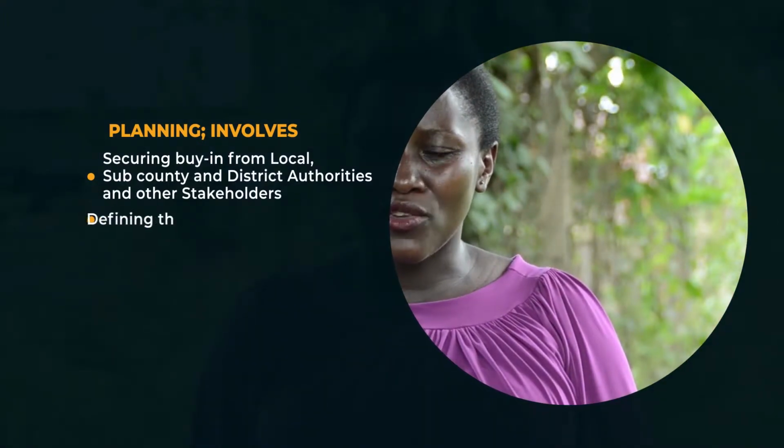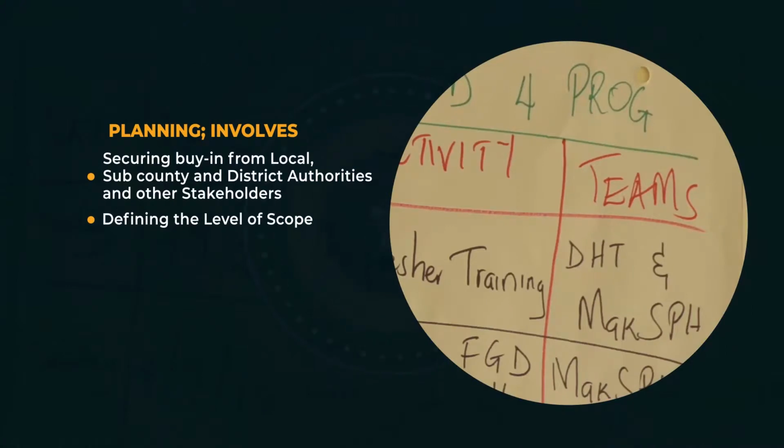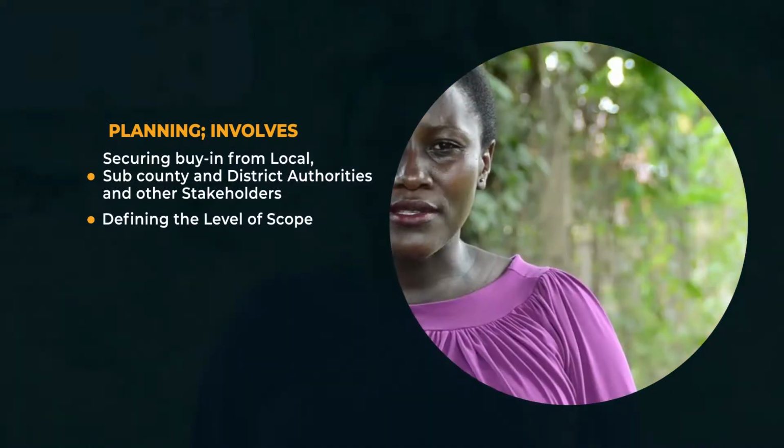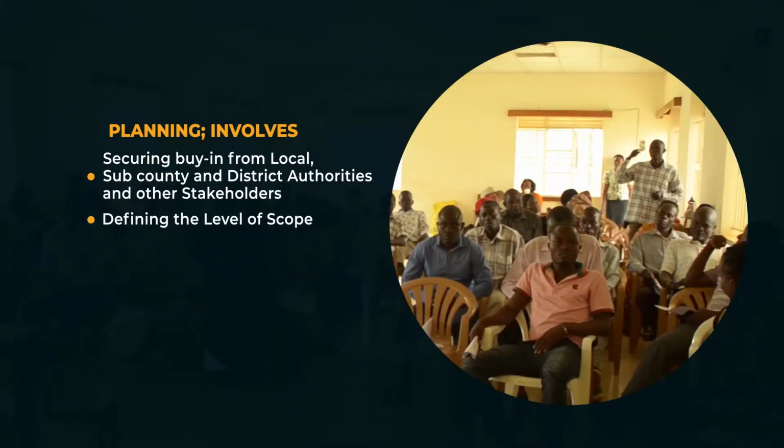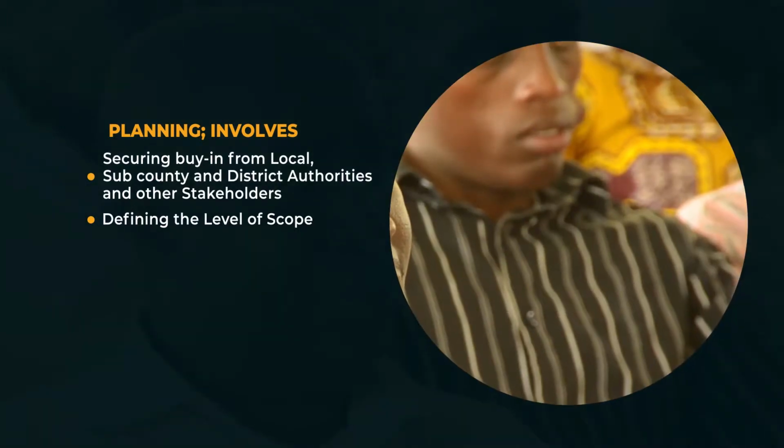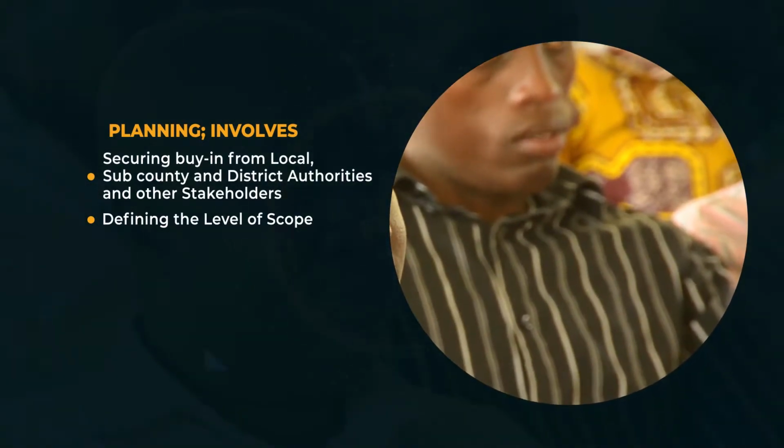The second thing that we do is to define the scope of our work. What geographical coverage are we looking at? What services are we looking at? Like health, are you looking at water and sanitation, maternal and newborn health like we did? Or are you looking at HIV?